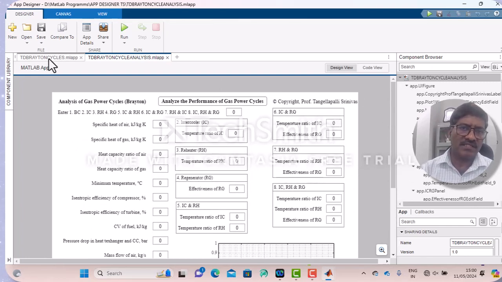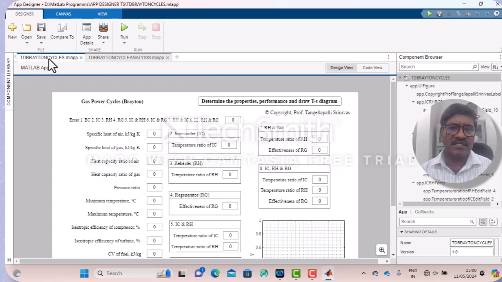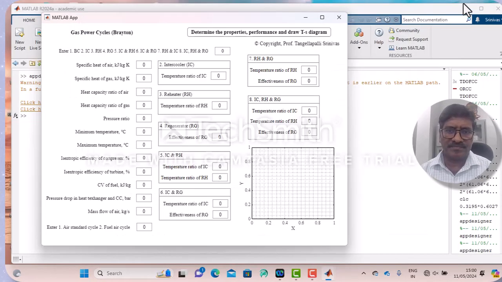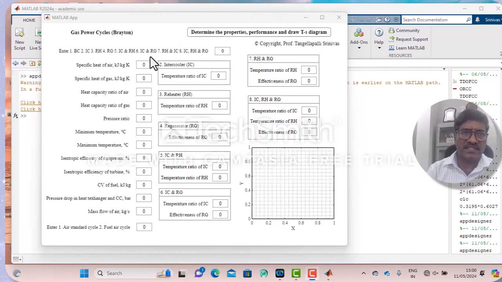So first, let us see the modeling of these gas power cycles. And in this app, first we have to run this app to enter the data according to the problem. In this, the first thing to see is that there are 8 models that have been generated here.